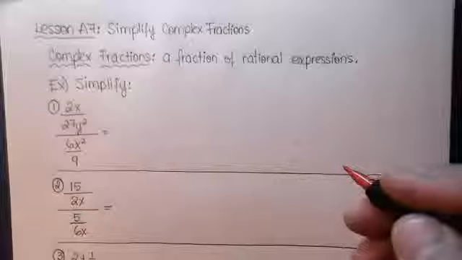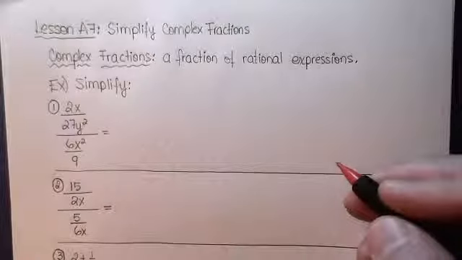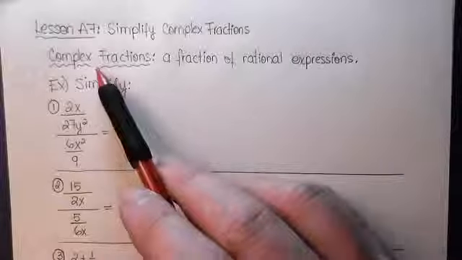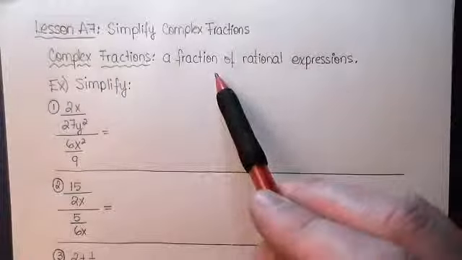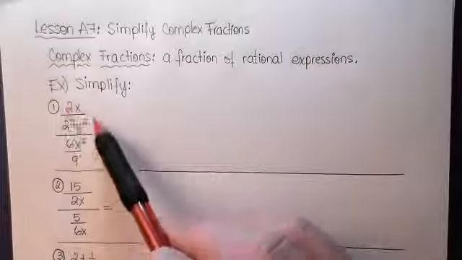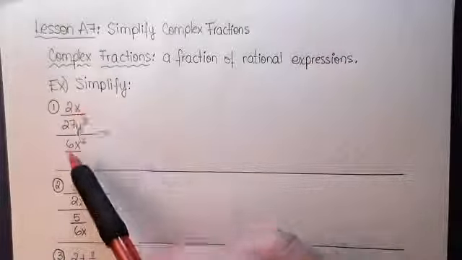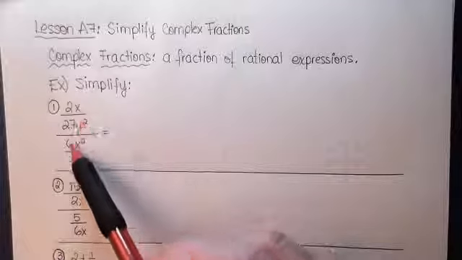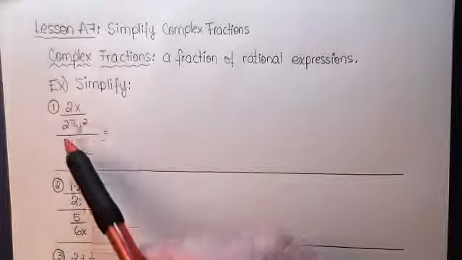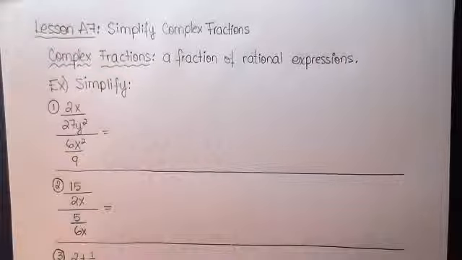Hello, this is going to be lesson A7, simplify complex fractions. Complex fractions, basically, are a fraction of rational expressions. Here is an example of a complex fraction: you have a rational expression over another rational expression, a fraction of rational expressions.